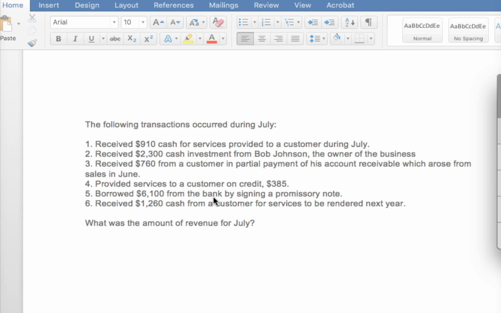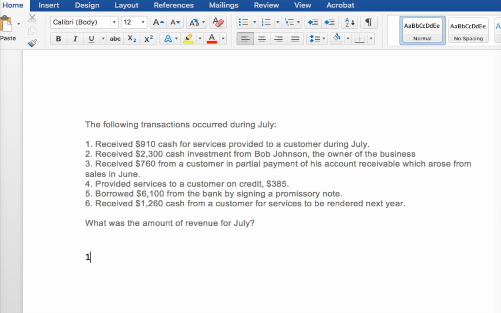Borrowed $6,100 from the bank, nothing to do with revenue, and received $1,260 cash from a customer for services to be rendered next year. Unearned revenue, so that wouldn't help us either. $1,295 is the total of those that are revenue from July. Any questions on that one?